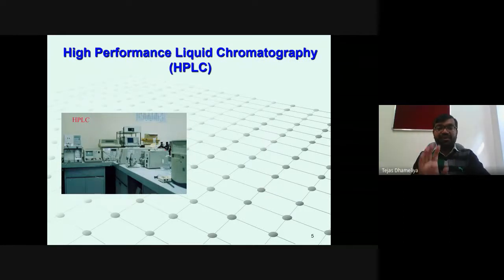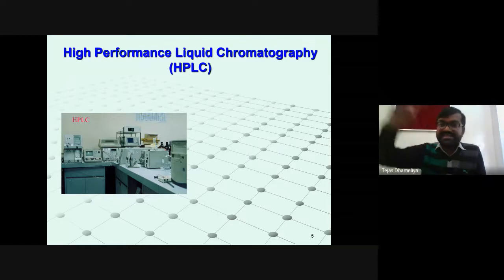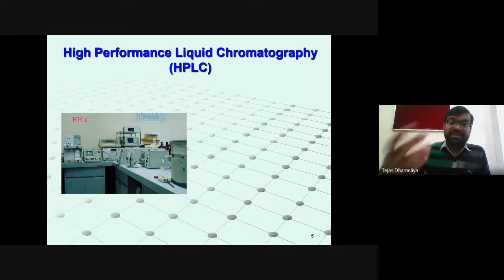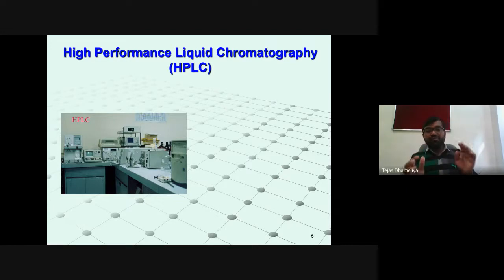HPLC, this is how your instrument looks. We have two HPLCs at our LM College of Pharmacy in the quality assurance lab, as well as one HPLC of Shimadzu company at our Atal Incubation Center. You people can make use of the HPLC. It is useful for all of us.